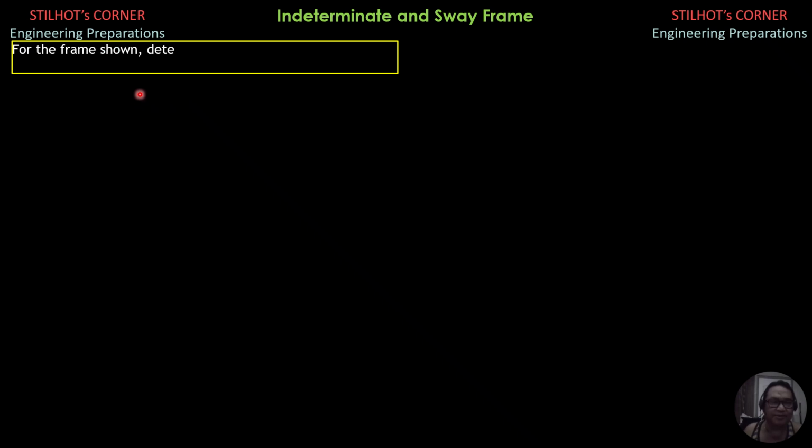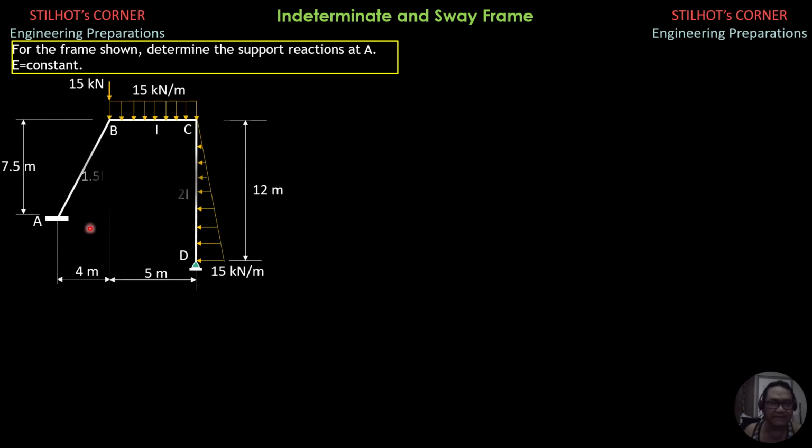So for the frame shown, determine the support reactions at A. EI is constant. So this is the given figure. If you evaluate the degree of indeterminacy, there are 3 at A and 2 at D. So therefore, this is indeterminate to the second degree. There are only 2 redundant forces.